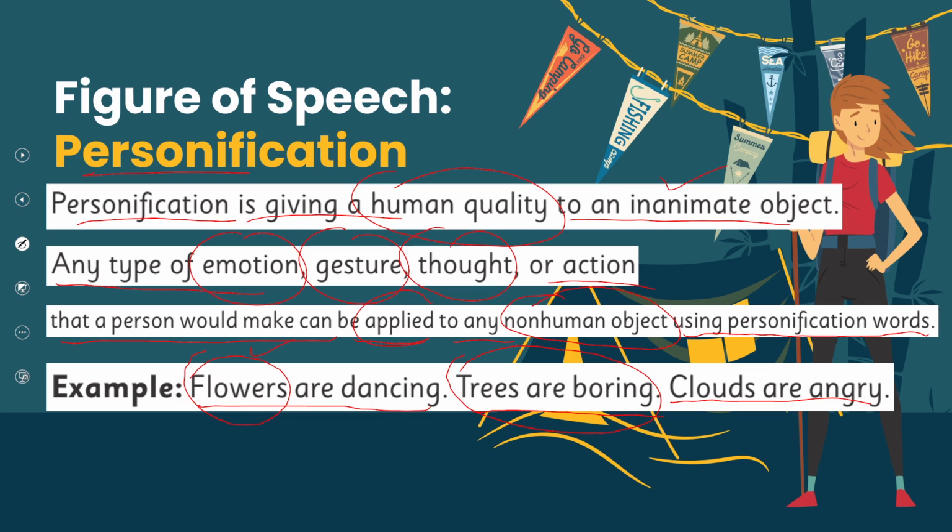Now, when we are associating something like this with trees, we are using personification. And lastly, clouds are angry. Here in this sentence, clouds are angry, we are associating anger, which is an emotion, a feeling, with clouds. Now we know that clouds do not get angry. It means that it is going to rain, or it will be a thunderstorm.